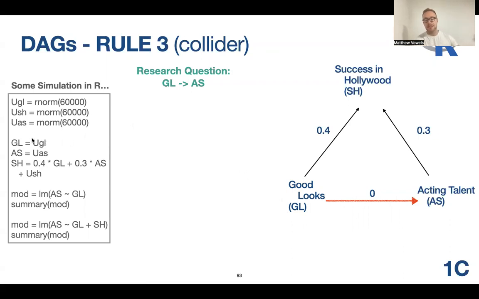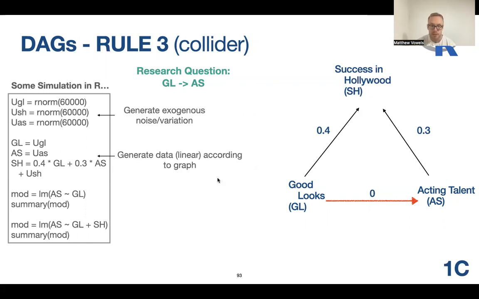Passing the identity, using the identity function to pass through the Gaussian noise we generated. Same with acting talent here. It's got no parents. Arguably, you could include plus 0 times good looks if you wanted to, but the effect is the same. There's 0 relationship here. And then success in Hollywood is jointly caused by 0.4 times good looks and 0.3 times acting talent plus its own random noise U_SH. So that's how we generate the data.